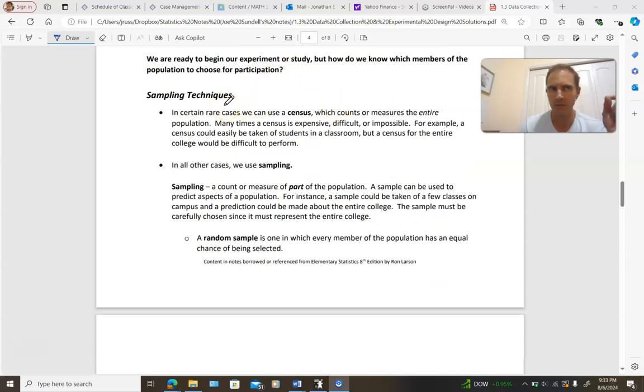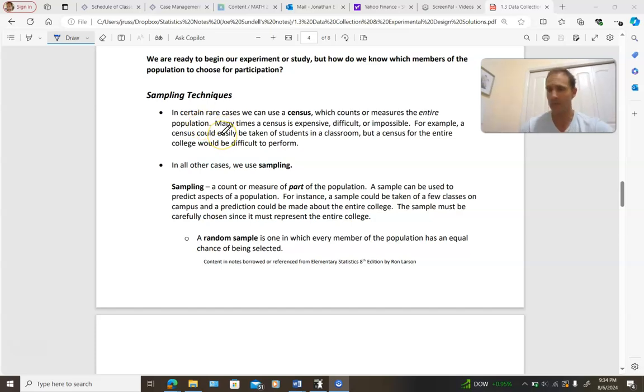Ideally, it would be great if we could just sample every member of the population, whatever that population is that we're considering. But like I have said previously, that's in most cases difficult, if not impossible. There are a few cases where we are able to actually do that, and we refer to that as a census. It counts or measures the entire population.